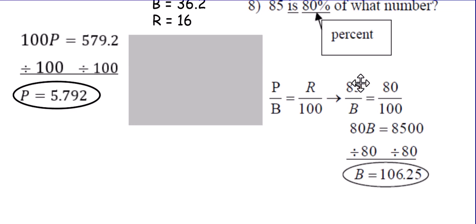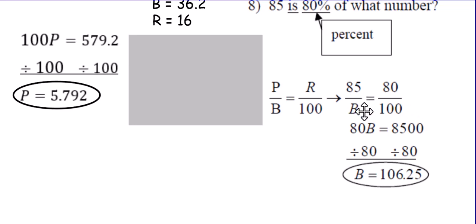And I know my part, I did underline the word is, because often the part is going to be closest to the word is in the problem. Again, that's not always the case. You want to think about it as well. Sometimes we rely on these hints and strategies and shortcuts. We want to also think, does this make sense that it's the part? It does. So 85 is that portion, that 80% or 4/5 of something else.